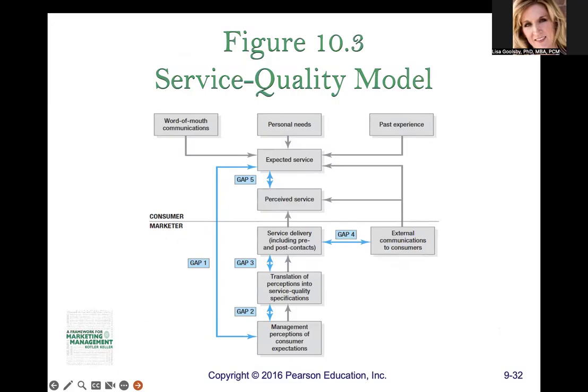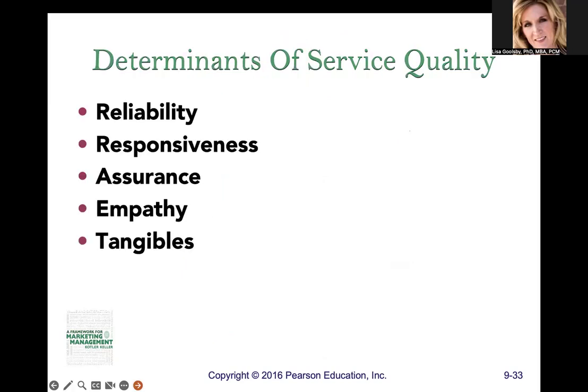Looking at that service quality model, you've got that word of mouth communication, past experiences that help set up that expectation for service. You've got external communications to your consumers. You've got that service delivery and how that all translates, and then how management impacts your employees and how they respond and what that expectation is. Some determinants of service quality: the reliability, responsiveness, assurance, empathy, and then any tangibles that go along with it.